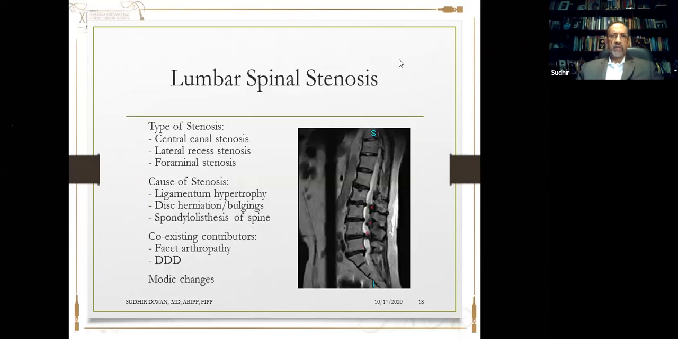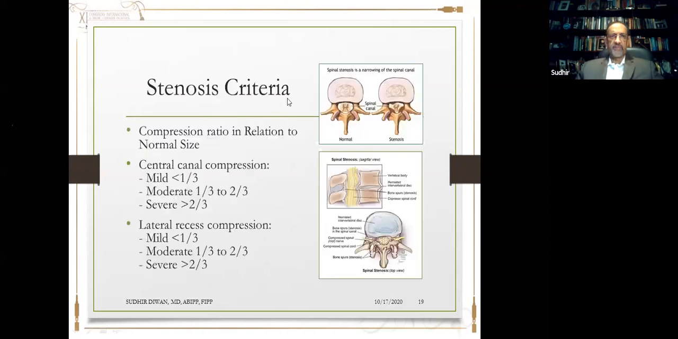So very quickly, lumbar stenosis has three areas: central stenosis, lateral recess stenosis, and foraminal stenosis. The causes we reviewed: ligamentum flavum hypertrophy, disc herniation, bulging, spondylolisthesis. There might be some coexisting contributors, facets and degenerative joint disease. There might be Modic changes. Modic itself does contribute to symptomatology, but it does not contribute to stenosis.